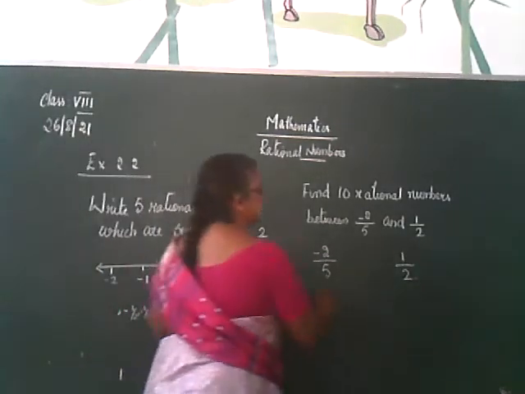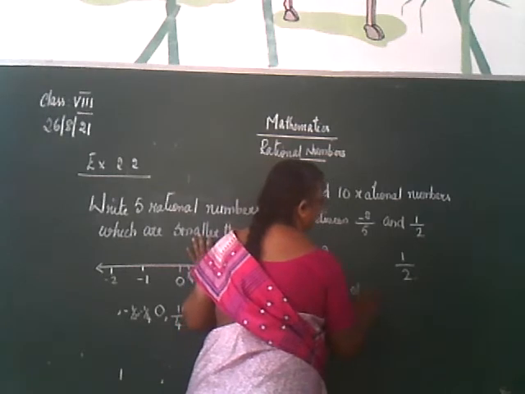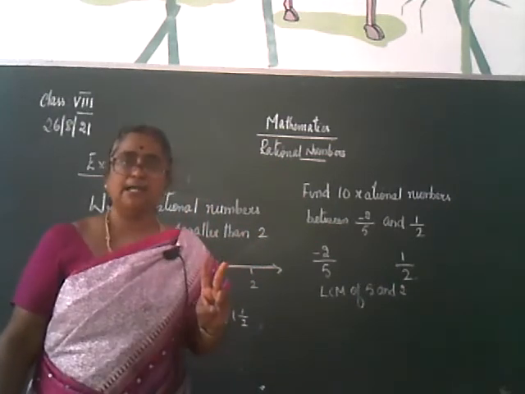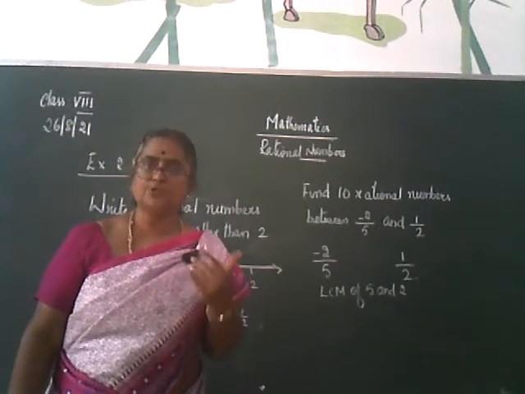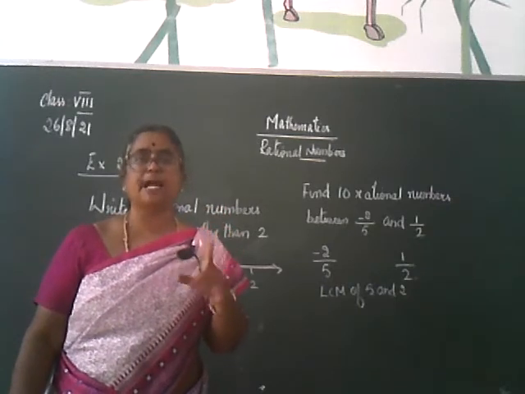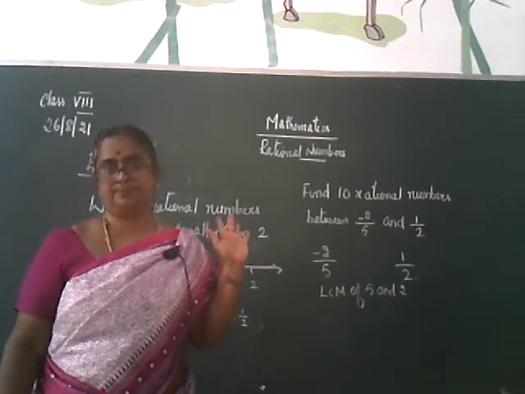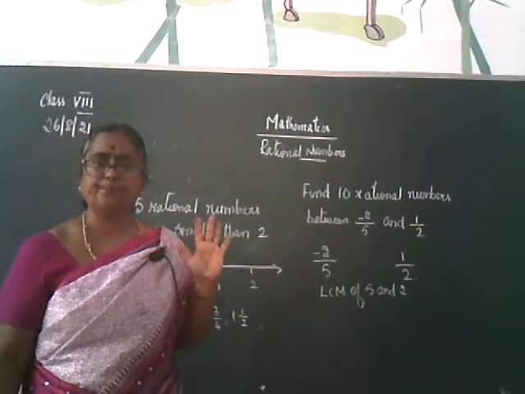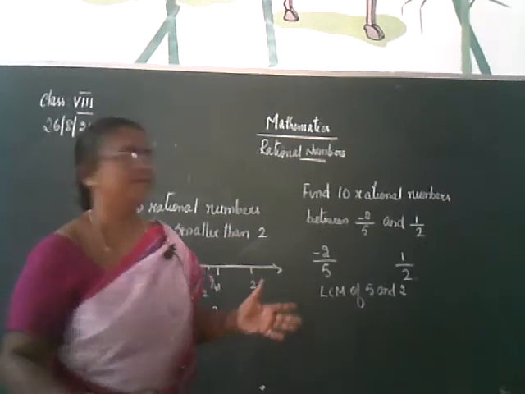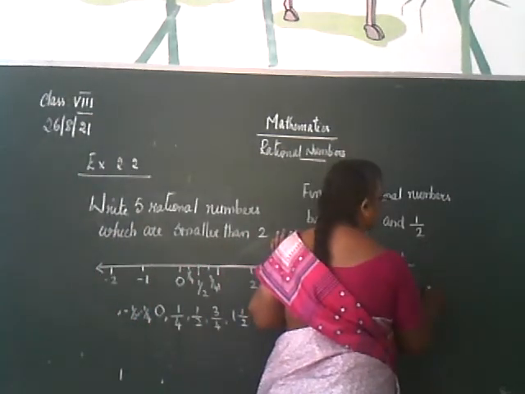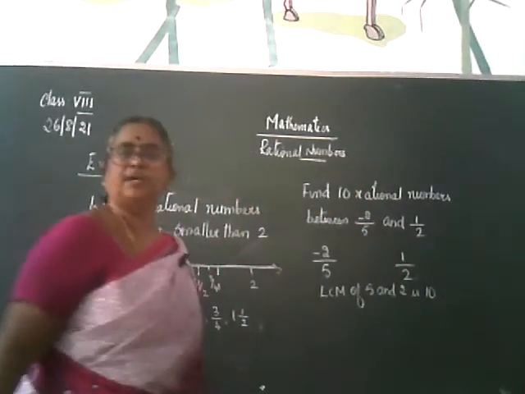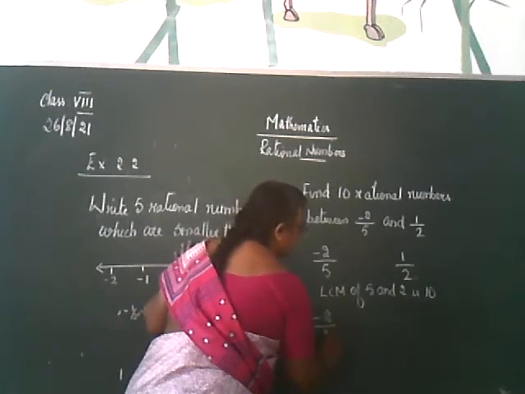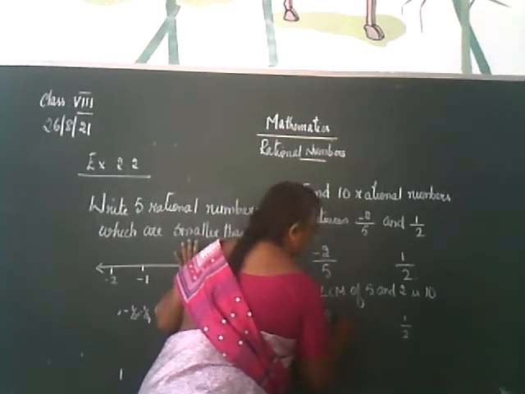So what is the LCM of 5 and 2? 5 and 2 are prime numbers, isn't it? So what are called prime numbers? The numbers which are divisible by 1 and the same number are called prime numbers. So what is the LCM of 5 and 2? When prime numbers are given, you just multiply. So you can write 5 2s are 10.